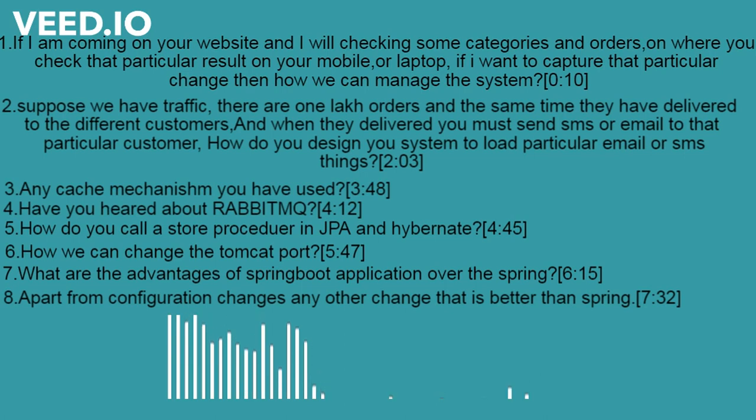But the order mail will go only to the customer who is doing the order. Yes. So I'm asking, let's say we have traffic, there are 1 lakh orders, and at the same time they are delivered to different customers. When they are delivered, you must send an SMS or email to that particular customer that the order has been delivered successfully, right? So how do you design your system to handle sending these emails or SMS?